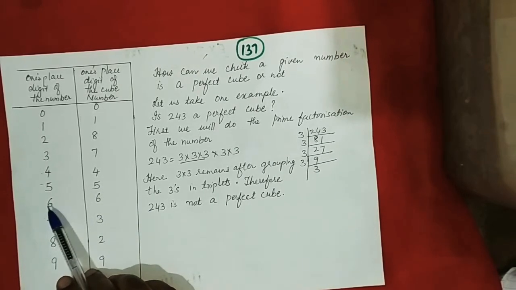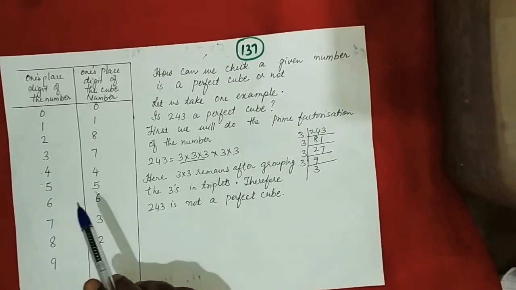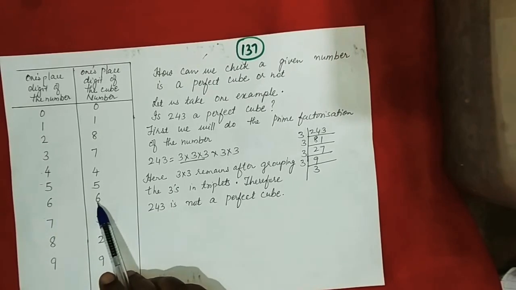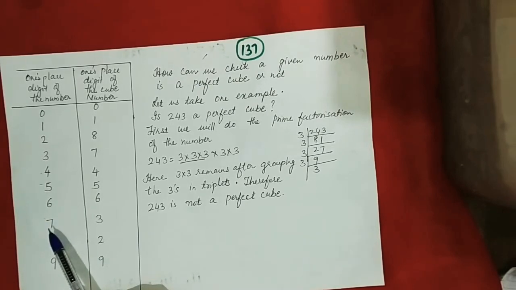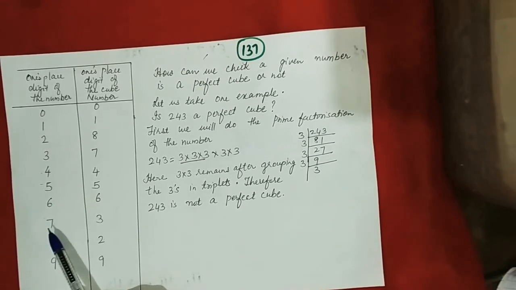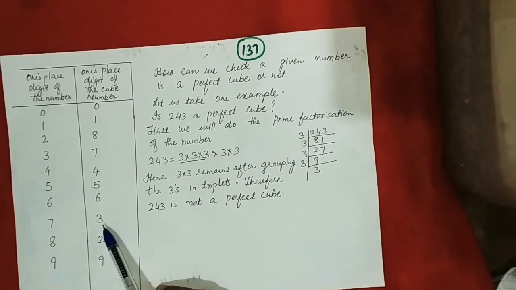6. 6 we have to multiply. 6 into 6 is 36. Ones place we got 6. Now that 6 into 6 again 36. So the ones place digit will be 6 in the cube number. 7. 7 into 7 is 49. You got 9 in the ones place. That 9 into 7. 9 sevens are 63. So 3 will come in the ones place of the cube number.